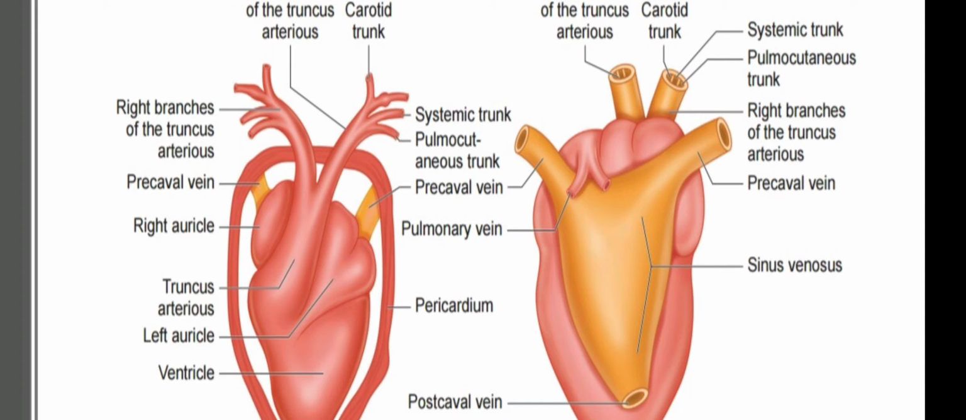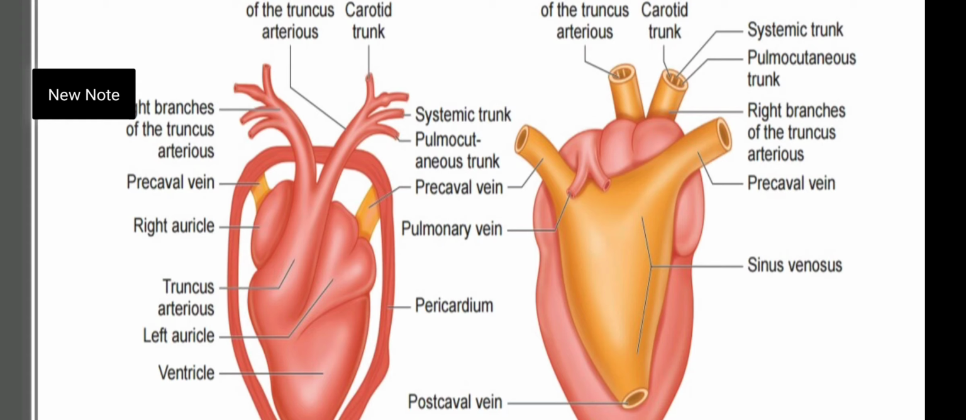Sinus venosus is present on the dorsal side of the heart. Truncus arteriosus is a thick walled and cylindrical structure which is placed on the ventral surface of the heart. It arises from the ventricle and divides into right and left aortic trunk, which further divide into three aortic arches, namely carotid, systemic and pulmocutaneous.